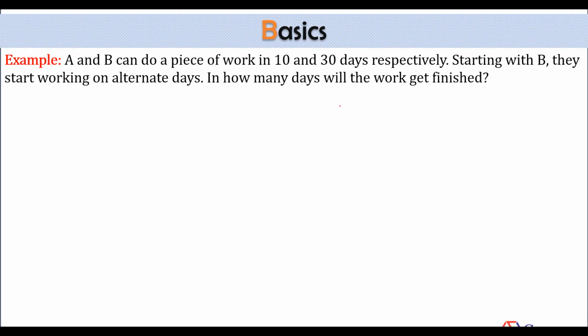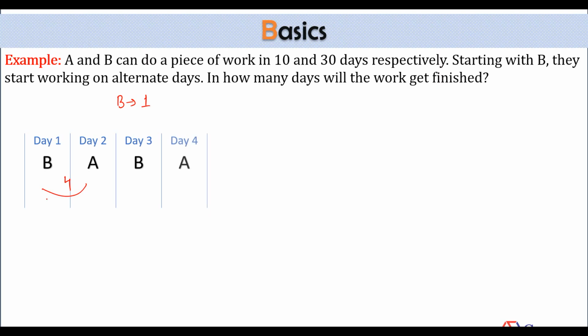What if B starts the whole work? Everything remains the same. B will do 1 unit per day, then A will do 3 units again. So in 2 days' work, the total work done will be 4 units. In the next 2 days, again the total work would be 4 units. And what was the total work here? We have already seen that the total work was 30 units.